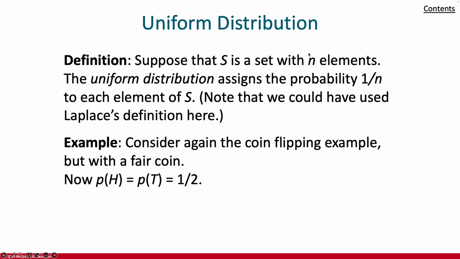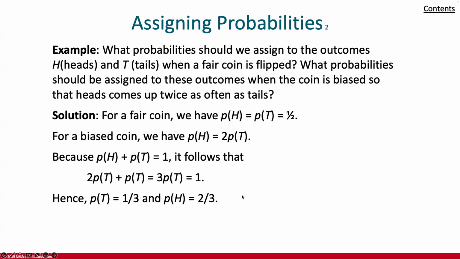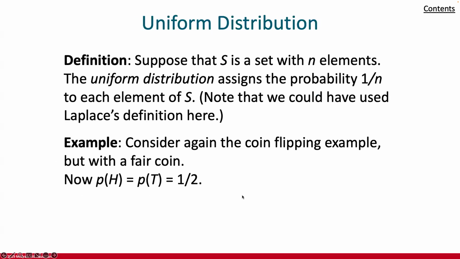Suppose that S is a set with n elements. The uniform distribution assigns the probability of 1 over n to each of the elements. So note that we could have used Laplace's definition here as well. So this would be what we would have for a fair coin, versus what we showed here with a biased coin in the last chart.